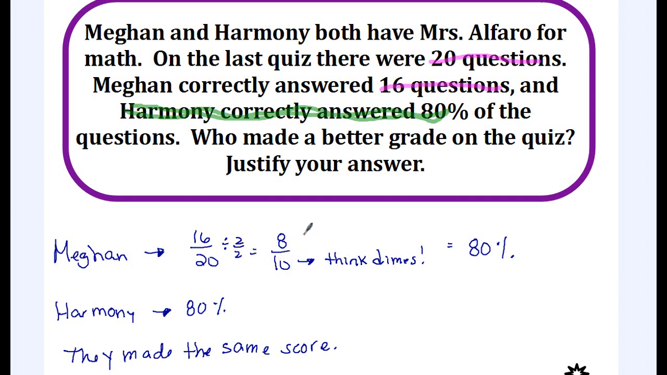And then 8/10, you can write it just like you say it. You could think of it as 8 dimes, which is 80 cents. 80 cents out of 100 cents would be 80%. So Megan also answered 80% of her questions correctly. So neither one did better than the other. They made the same score. All right, great job.